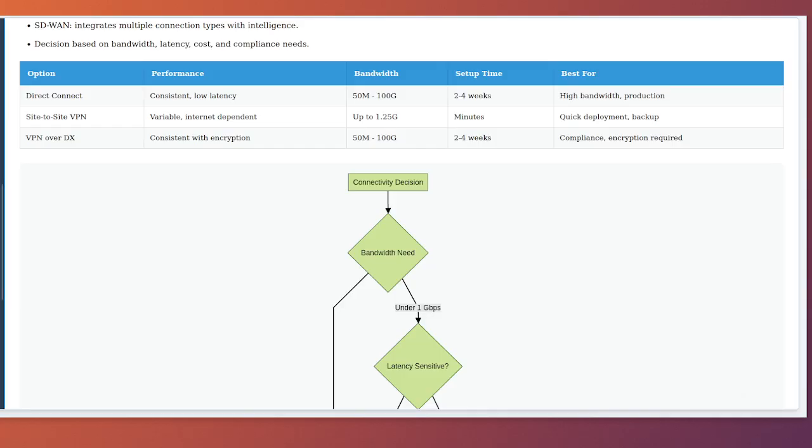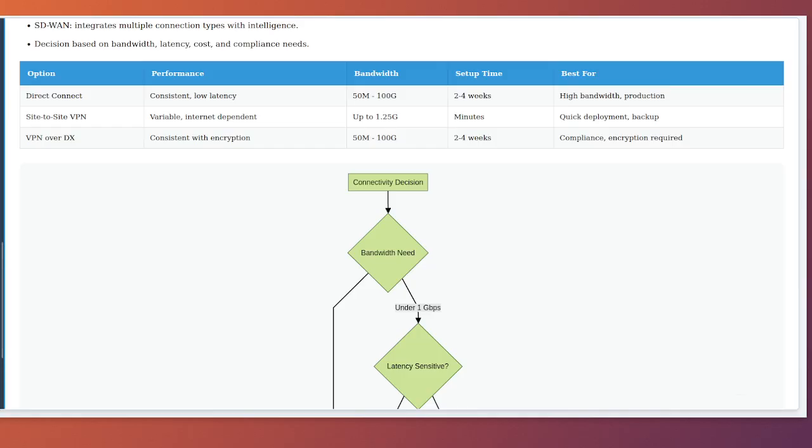Another option is SD-WAN solutions integrated with AWS. Many SD-WAN vendors offer AWS integration where their appliances can establish connections to AWS and optimize traffic routing. SD-WAN can aggregate multiple connections, including broadband internet, MPLS, and Direct Connect, providing intelligent path selection based on application requirements. For organizations already using SD-WAN, this can provide a unified management approach for all WAN connectivity, including AWS.